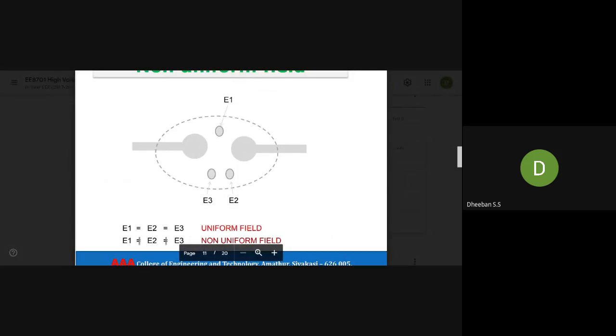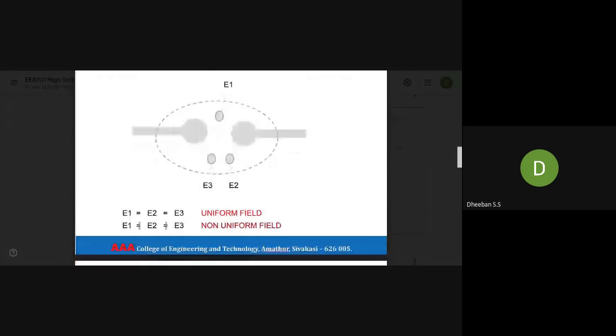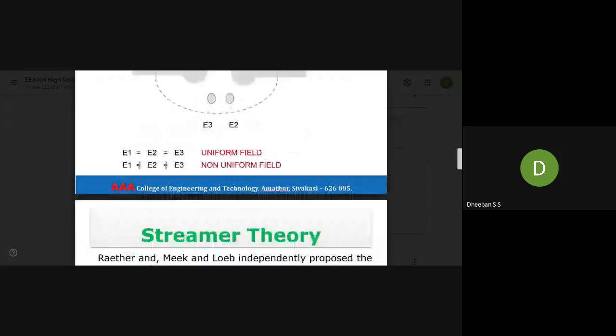So I have told about your uniform and non-uniform field with respect to your points as I have already said. Okay. So now we'll be getting into the non-uniform field. In the non-uniform field, the electric intensity will not be the same. Each one will be of different magnitude. Okay. So now we'll be getting to the streamer theory.